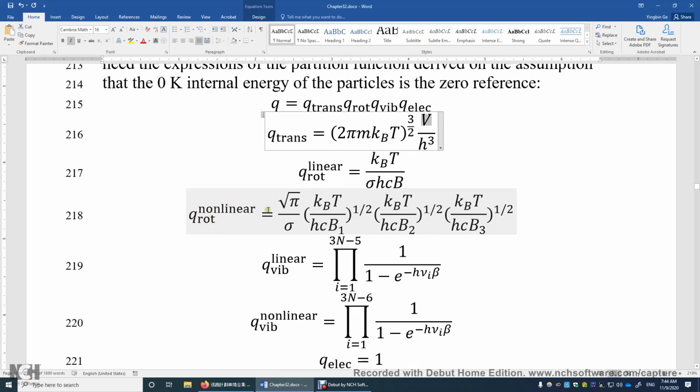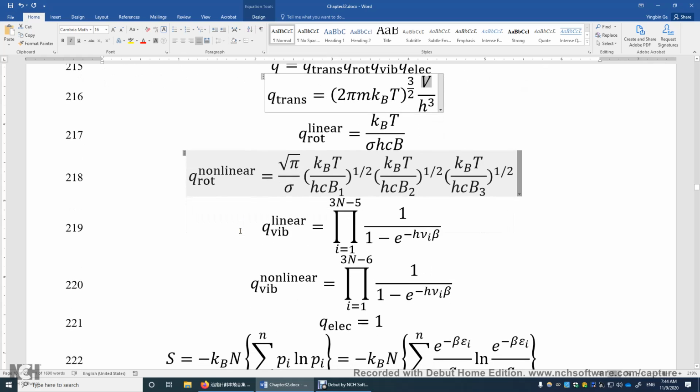This is for nonlinear molecules. They can rotate about the x, y, and z axes, and therefore it's actually the product of three terms. Each term corresponds to one rotation. And over here, this is the square root of pi over sigma. Again, sigma is the symmetry number.